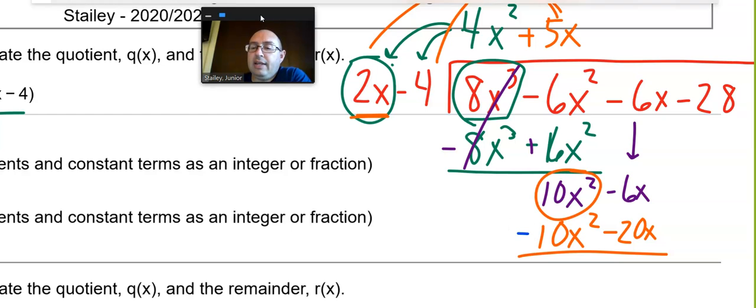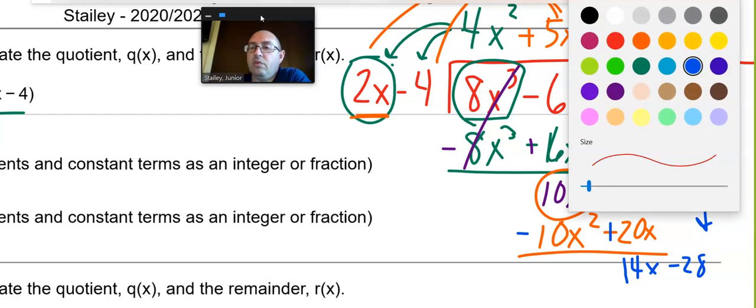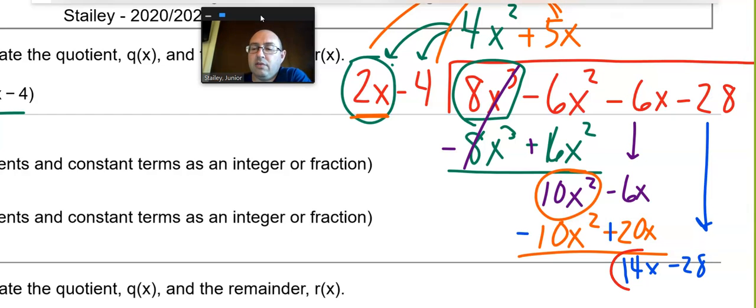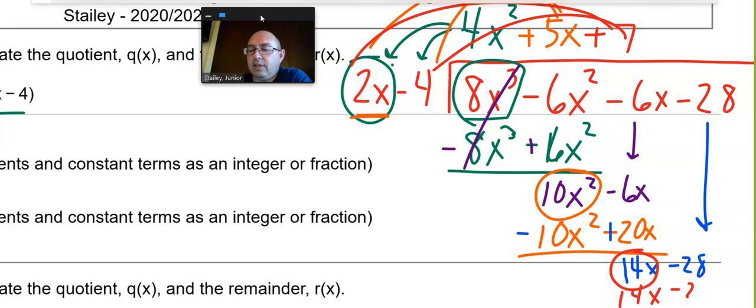Okay, so next, as I said before, just distribute the -1 and then add, so that you don't make a mistake, and you get 14x and you can carry down the -28. Okay, so now we're going to repeat the process. 2x times what gives me -14x? Answer is +7. And then I can multiply the 7 times, you guessed it, both of these things, giving me 14x minus 28.